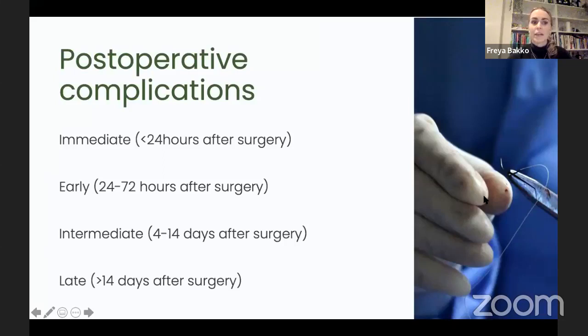Post-operative complications can be classed as either immediate, so less than 24 hours after surgery. They can be early, which is within 3 days post-surgery, intermediate, which is anything from 4 days to 2 weeks after surgery, and late complications, which is any complications after 2 weeks post-op.